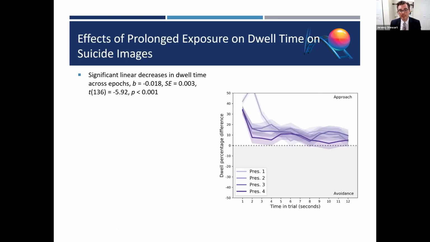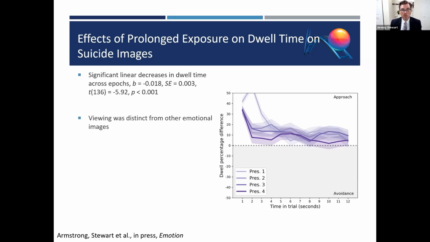So turning to the results, this figure depicts gaze behavior on suicide image trials. The lines basically represent how much participants were fixating on the suicide images relative to neutral. So higher positive values indicate longer dwell time on the suicide image. The trial time is divided into 12 one-second epochs on the x-axis, and the separate lines show the patterns for each presentation of the image from first to fourth. So what you can see in the figure is that there's a significant linear decrease in dwell on suicide images relative to neutral images across the epochs.